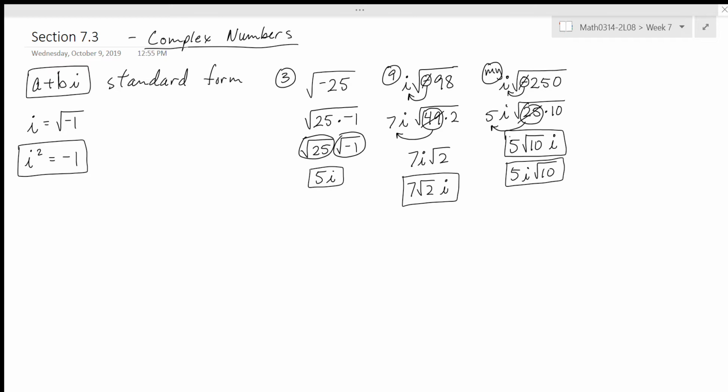Is there going to be a time where we're going to have to reverse it? Let's say the question was 5i square root of 10. Would there be a time where we have to reverse it to get square root of negative 250? No. Do you mean working backwards? That's another one of those things I don't think we've ever done.